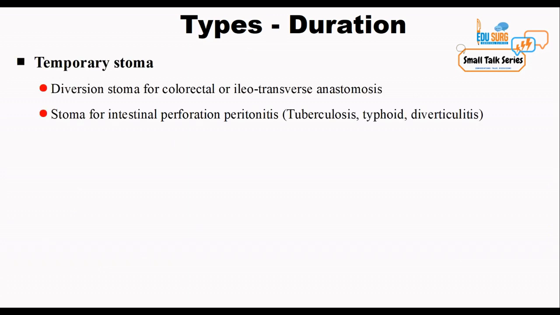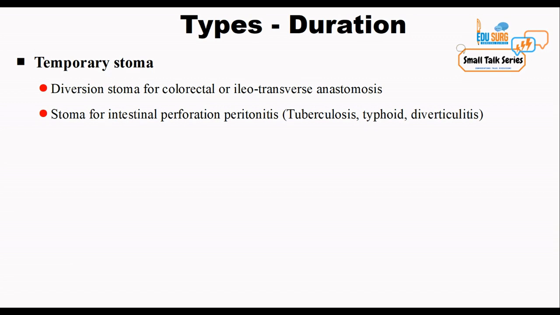Now we go on to classifying stomas based on the duration. Here the stomas can be divided into temporary stomas, which are usually done to protect the anastomosis or to tide over the disease duration. Most commonly seen in India is perforation peritonitis due to typhoid or tuberculosis, where you bring out the perforated part as a stoma till the disease is treated. So these are temporary stomas.